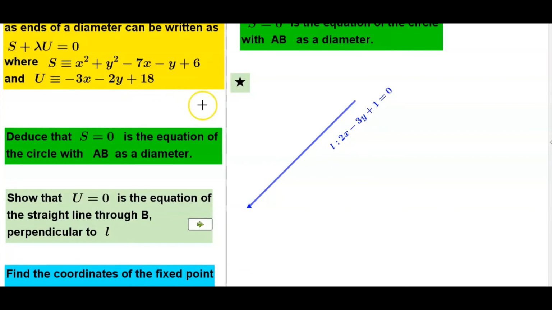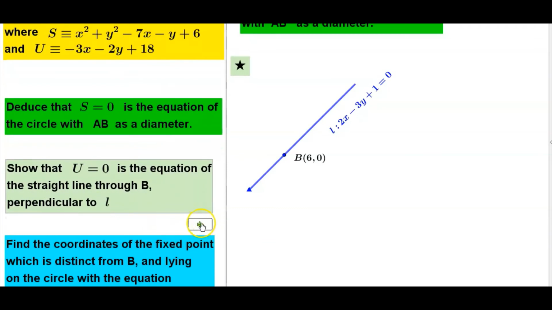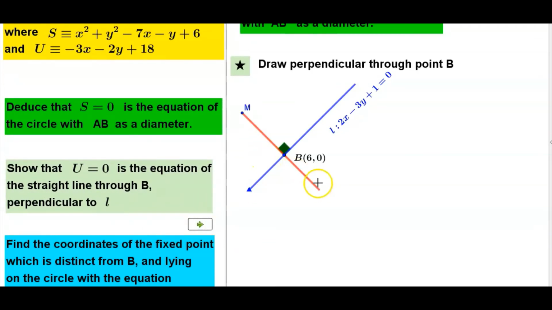Therefore, now we want to find out, which is the line L? L we already know, the acute angle bisector. L is equal to 2x minus 3y plus 1 is equal to 0, a straight line, and we want the line perpendicular to L at point B. This is point B (6, 0). Through B, we draw one of the perpendiculars. This is the one.